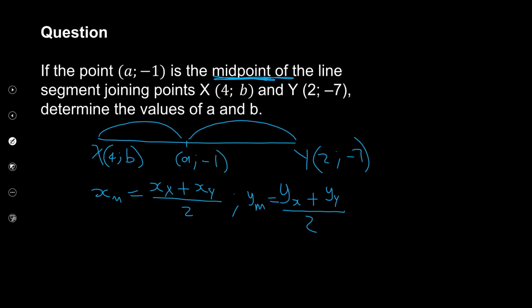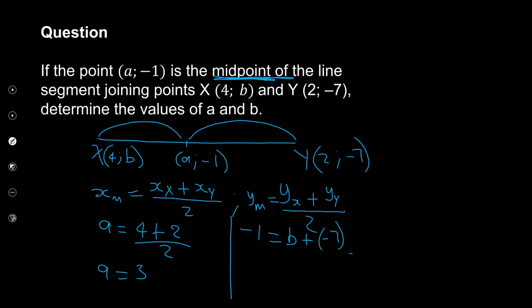And then I can substitute. To substitute, x at m, which is the midpoint, will be a, equal to the x at X, which is 4, plus the x at Y, which is 2, divided by 2. Already you can see 4 plus 2 is 6, divided by 2 will give me 3. So a is definitely equal to 3. And then with the b value, it will be minus 1 equal to y at X is b plus the y at Y is minus 7 divided by 2.